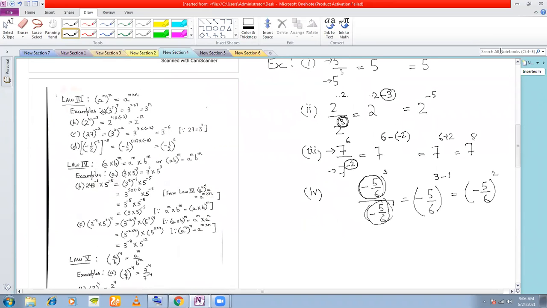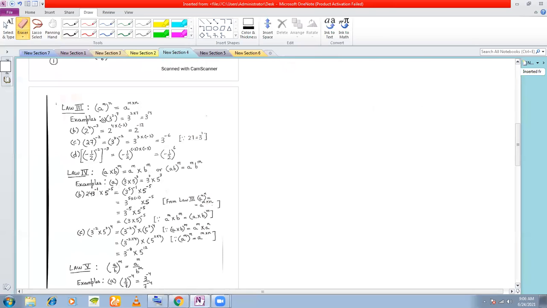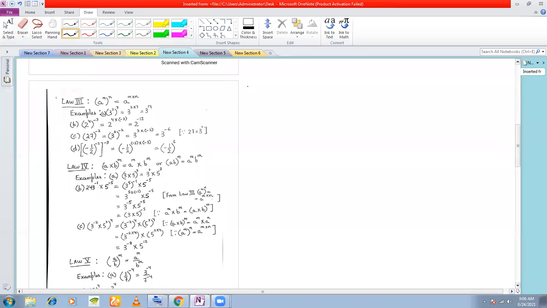So this is how the second law works. Third law. Law 3. A to the power of m, if this number is raised to another power n, a to the power of m is raised to a higher power n, then you can multiply these two powers, a to the power of m into n. Examples of this.